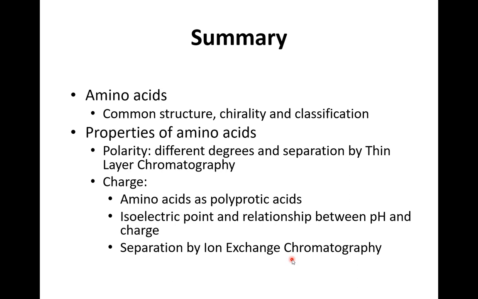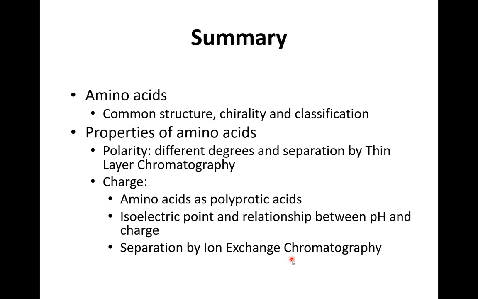So, summarizing all of this, what did we talk about in this lecture? Well, we talked about amino acids, again as one example of a biological molecule that is affected by the pH of an aqueous solution. We first reviewed their structure. We talked about their common structure based on the presence of an alpha amino group, an alpha carboxy group, a hydrogen, and then an R group. Then we talked about the concept of chirality, so how they are stereoisomers.